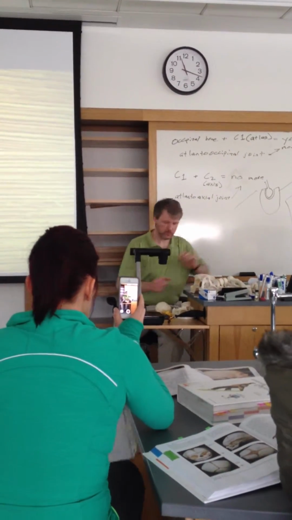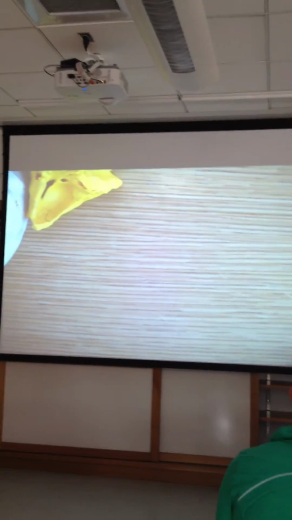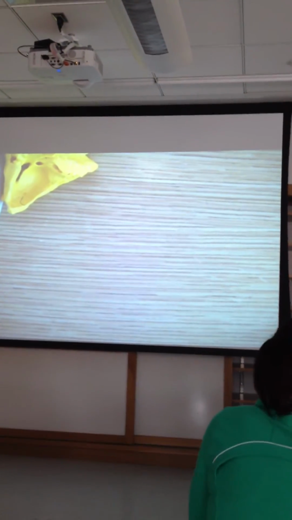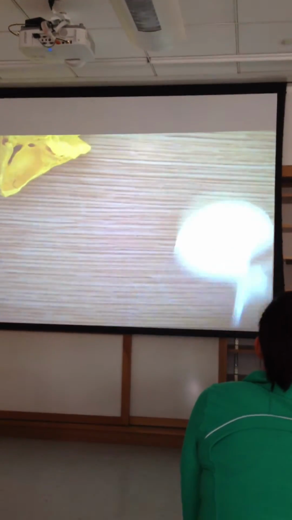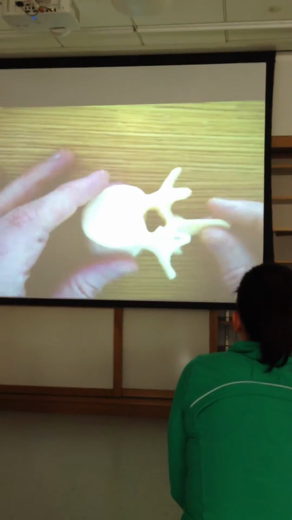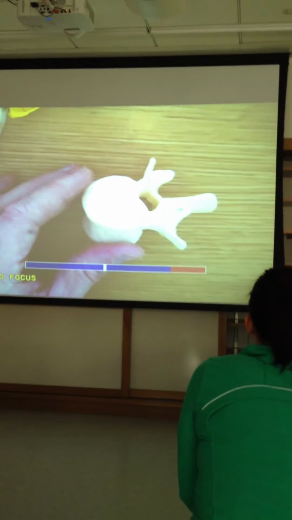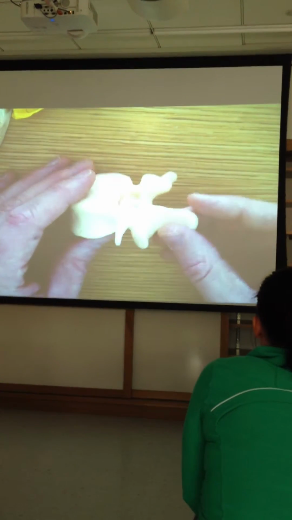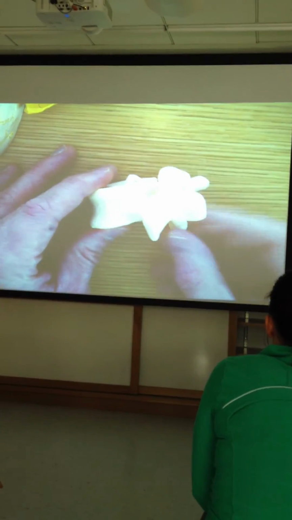Okay, vertebrae. Lots of different vertebrae. Let me show you the stereotypical vertebrae first, and then I can get into some of the other ones. Here's a vertebrae. This happens to be, anyone know where it's from? Lumbar.